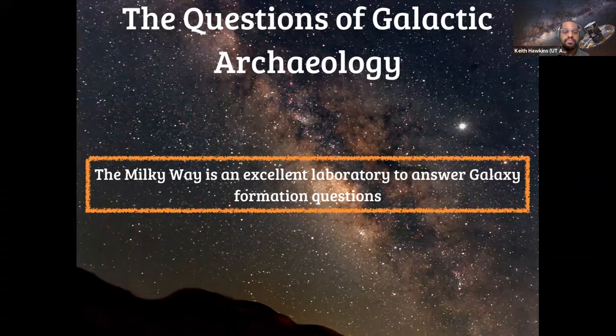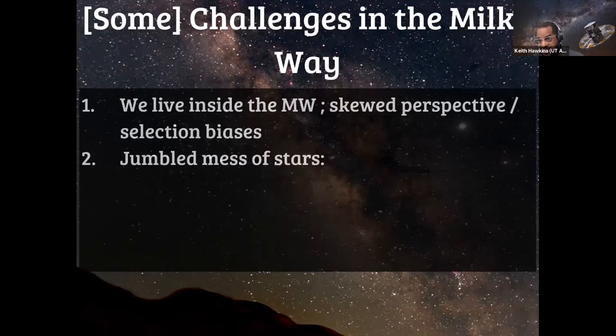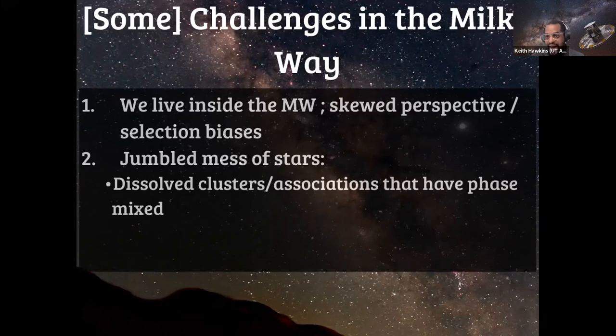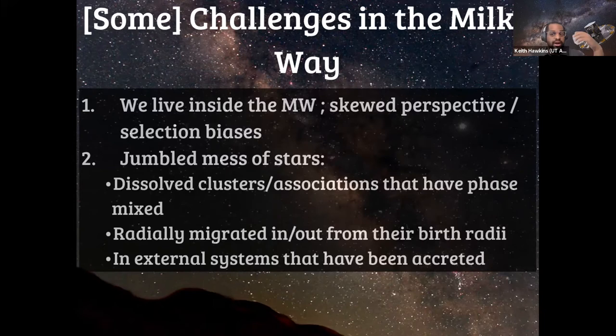But that doesn't come without challenges, of course. We live inside the Milky Way, so we have somewhat of a skewed perspective of it. We have never, of course, gotten out of the Milky Way to take a picture of it. In addition to that, there are hundreds of billions of stars, so we can't observe all of them. And so we have to make choices as to what to select, and that creates all kinds of selection biases. The Milky Way is also just a jumbled mess of all kinds of things like dissolved clusters and associations that have either phase mixed or are phase mixing now. You've got radial migration, basically taking stars from one birth radius and moving them in and out of the galaxy. You've got external systems, like we heard yesterday, the Gaia-Enceladus system that is accreted and phase mixed into the Milky Way. So it's really just this jumbled up mess of stuff.